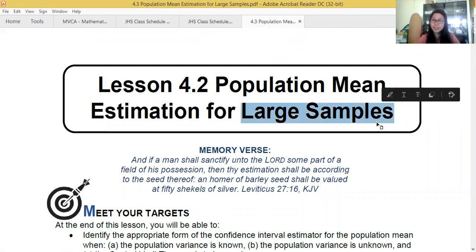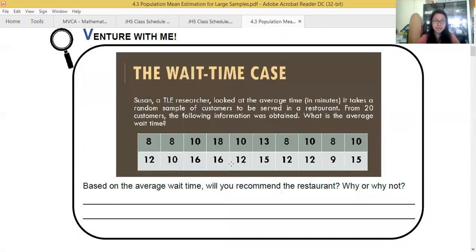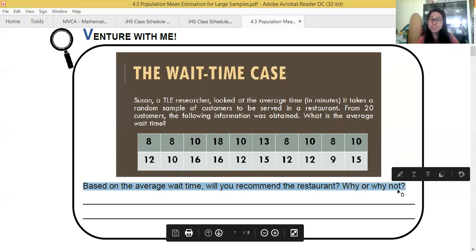So we ask, when is it large and when is it small? Now, let's have the venture with me. We have the wait time case. Susan, a TLE researcher, looked at the average time in minutes it takes a random sample of customers to be served in a restaurant. From 20 customers, the following information was obtained. The question is, what is the average wait time? Then you need to answer this main question. Based on the average wait time, will you recommend the restaurant? Why or why not? So I look forward to your answers in our online classroom.